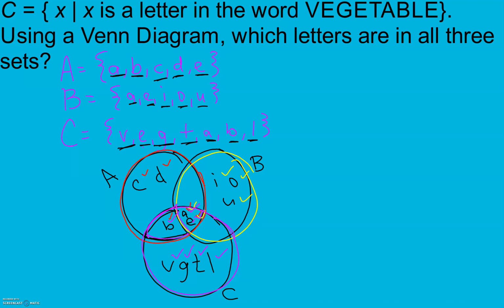So we want to know which letters are in all 3 sets. Again, that's going to be the middle part here. That's part of all 3 colors, A, B, and C. So A and E is a set that's included in all 3 sets.